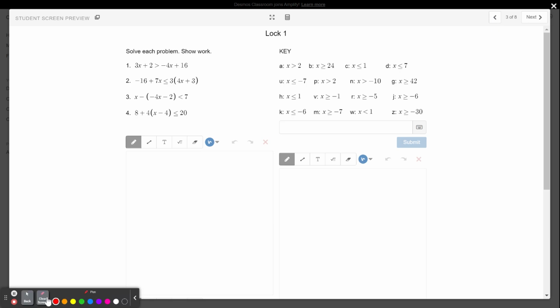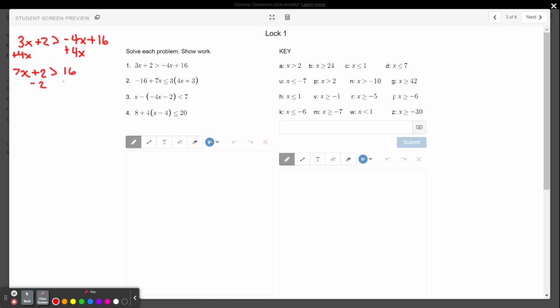So for the first problem, we have 3x plus 2 is greater than negative 4x plus 16. There are no parentheses, so no distribution. So I am going to move the variable. We're going to undo minus 4x by adding 4x. Combine like terms now that they're on the same side. We're not allowed to combine if they're on different sides.